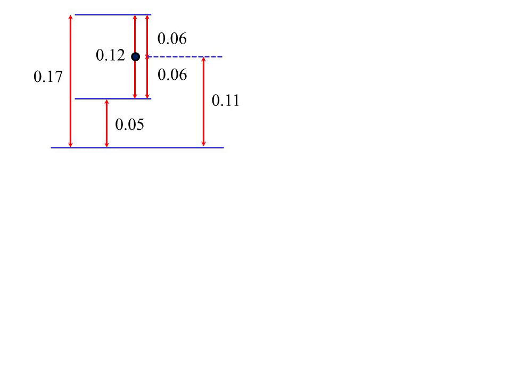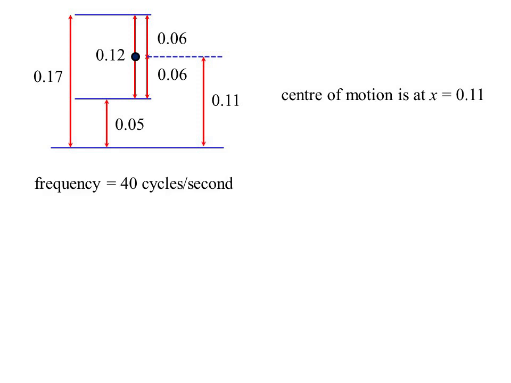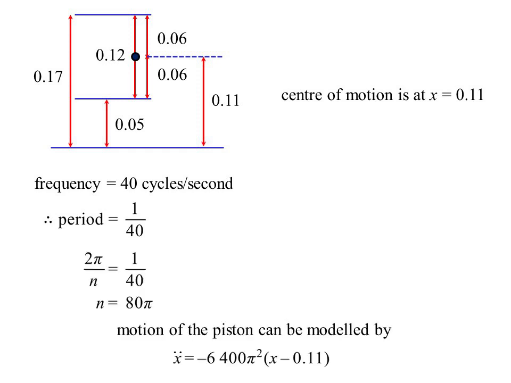Okay, but that's been shifted up to 0.11. That's where the centre is, because if I take the 0.06 away from 0.17, now I know where the centre of the motion is. So centre of the motion is at x equals 0.11. Frequency, they told me, was 40 cycles per second. But frequency is the reciprocal of period, so I now know period is 1 on 40. That allows me to find n. So n becomes 80 pi. There's my equation.